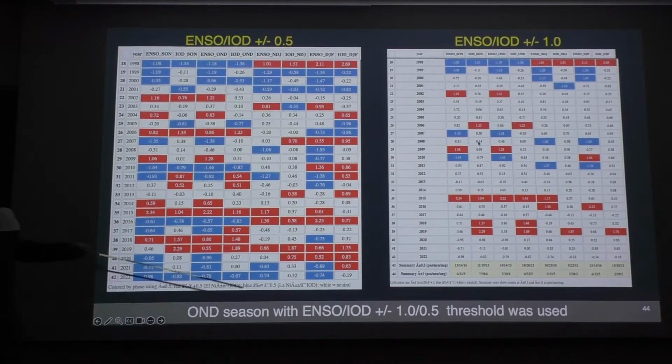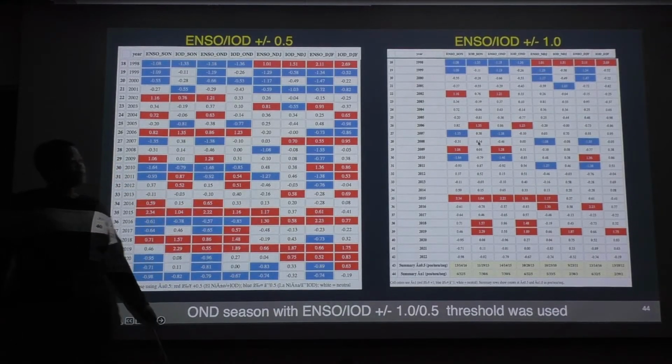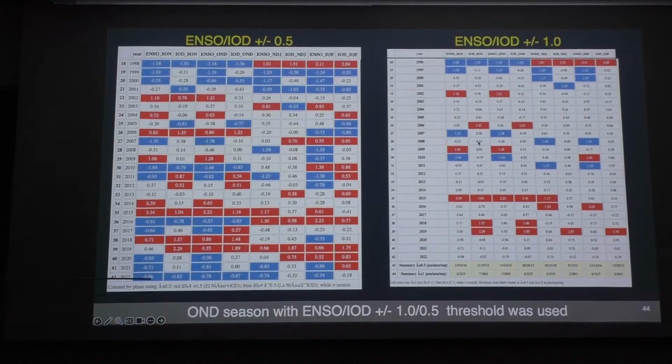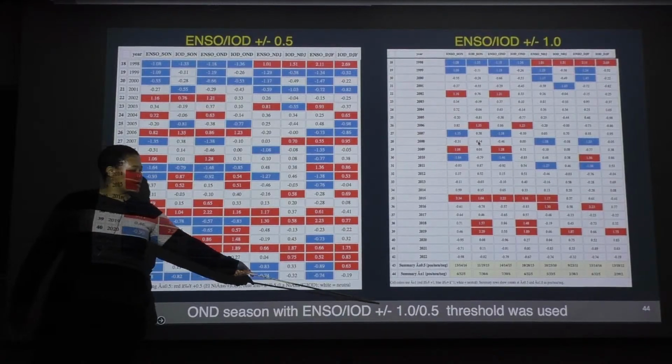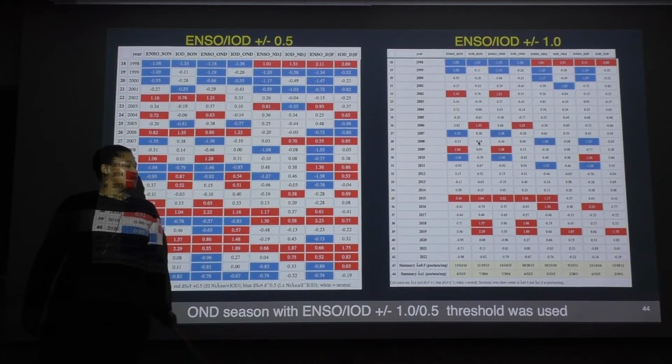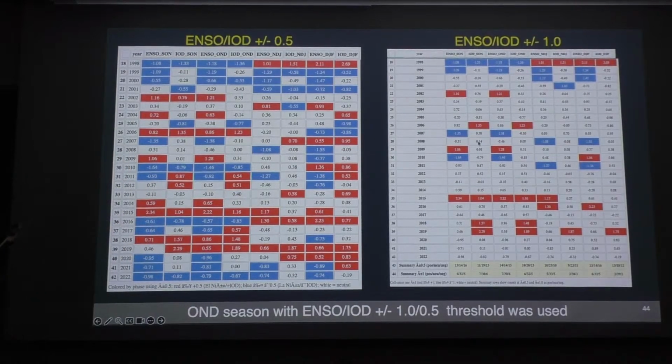When you go to 1 threshold, they are so low. Therefore, I just said, okay, I'll use OND, the season of October, November, December, and I'll use ENSO as positive or negative 1, while for IND, I'll use 0.5 threshold.